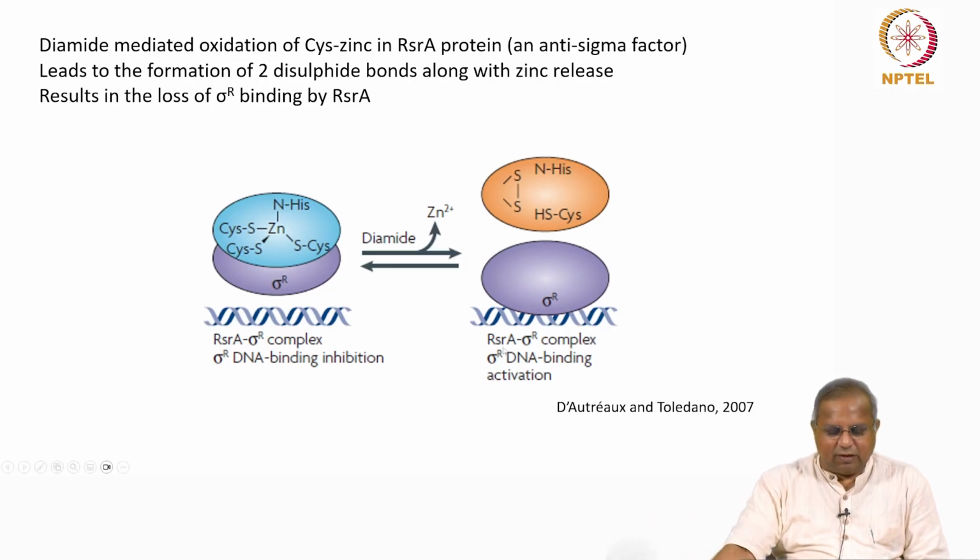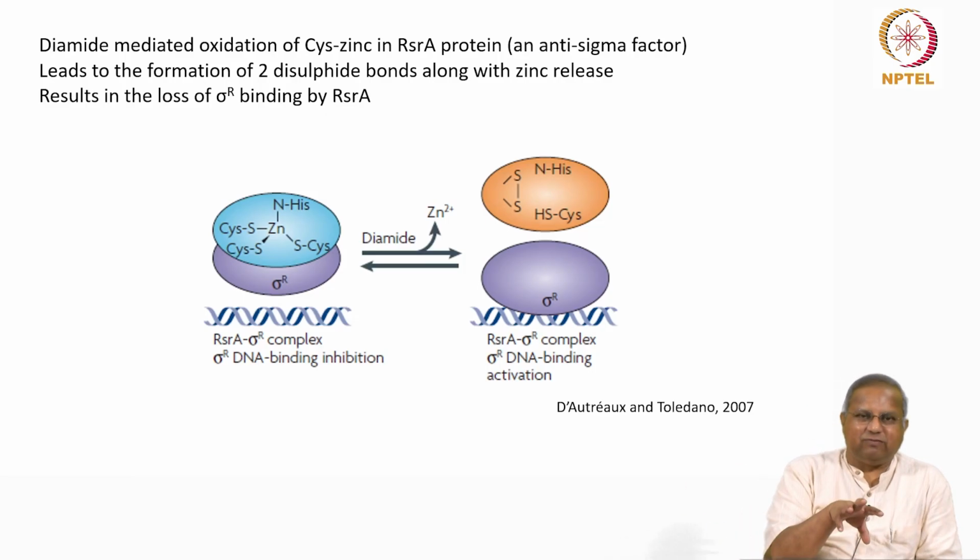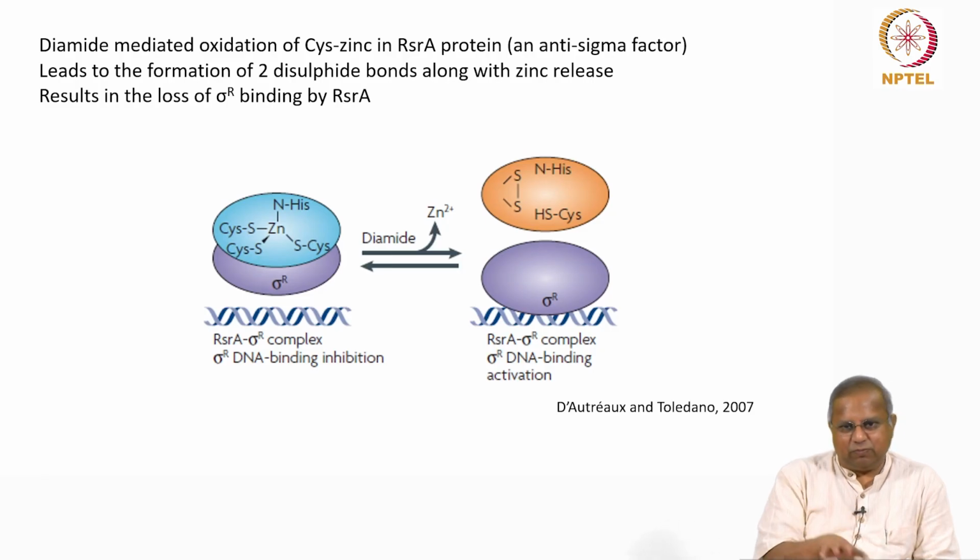Say RsrA, sigma R complex, sigma R DNA binding causes the activation here. Here, RsrA, sigma R complex, sigma R DNA binding is not possible, and therefore it causes inhibition. What exactly sigma R does, I don't know. Rather, it's known, I'm sure it's known, I just don't know. I have more experience with sigma B because we have worked with it. I have not read about sigma R.